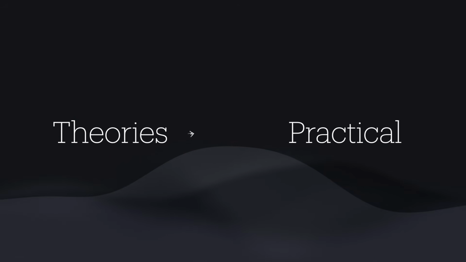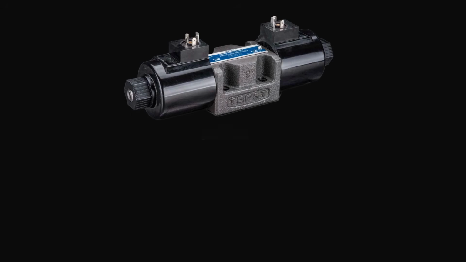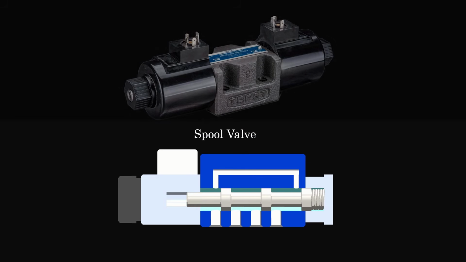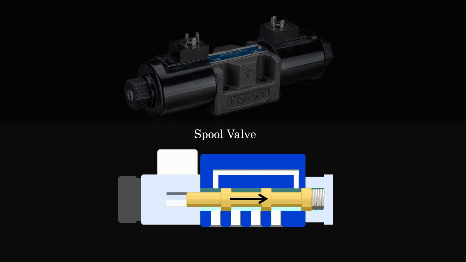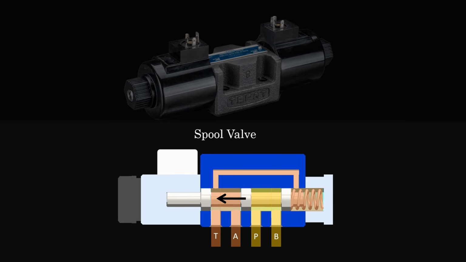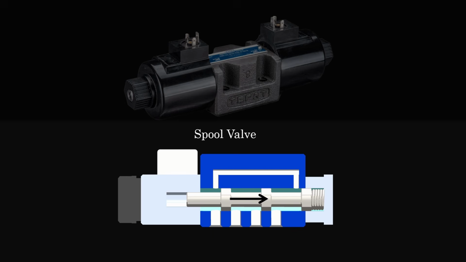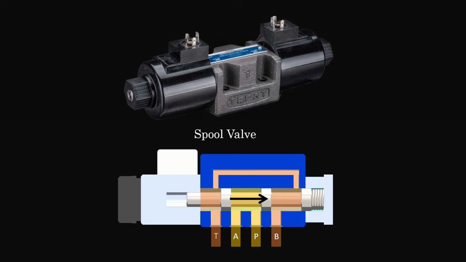And now it's time to move from theory to something practical. So first off, all the directional control valves we discussed so far are spool valves. In a spool valve, a cylindrical spool slides inside a precisely machined bore. When the spool shifts, it opens and closes internal passages, and that's how it makes and breaks the connection between the ports.